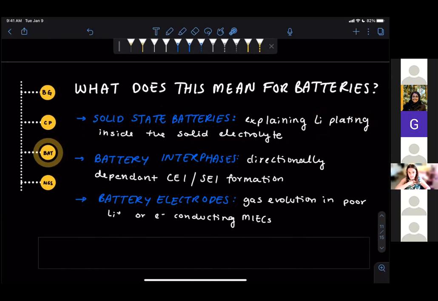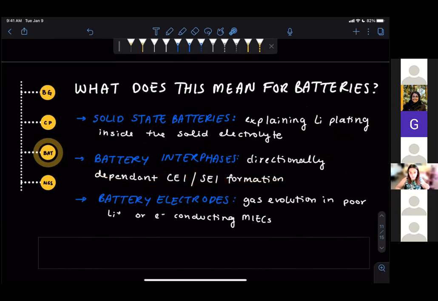I'm doing the positive electrode, but that doesn't mean I'm not interested. That could be one possible explanation for lithium plating inside the solid electrolyte. There are a number of other possible reasons, but this is one thing to consider. Additionally, if we think about battery interfaces, in any lithium ion battery, you have a CEI, which is a cathode electrolyte interface, or an SEI, which is a solid electrolyte interface.